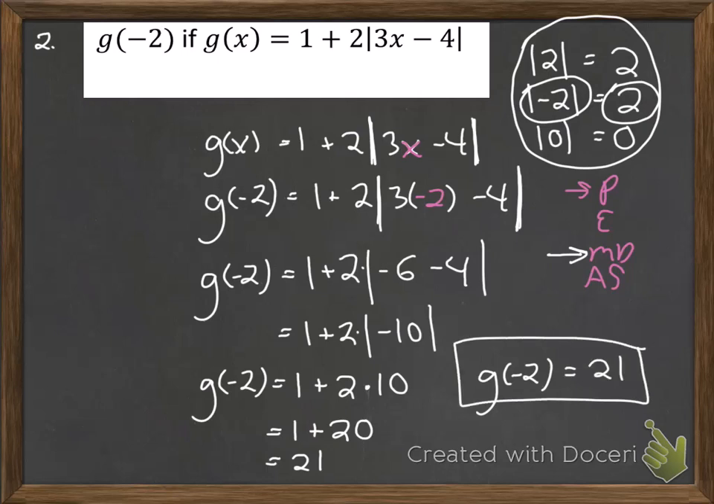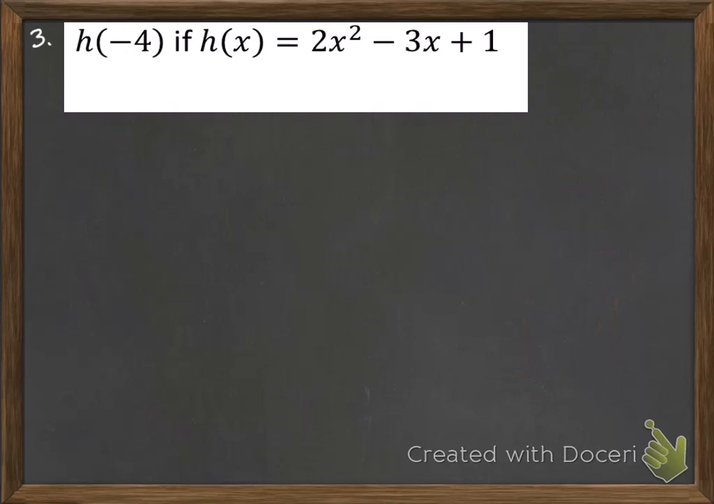And again, I encourage you to remember that negative 2 is your x value, 21 is your y value. So if anybody asked you to write that as an ordered pair, you could write it as the ordered pair negative 2, 21. All right, let's do another example.